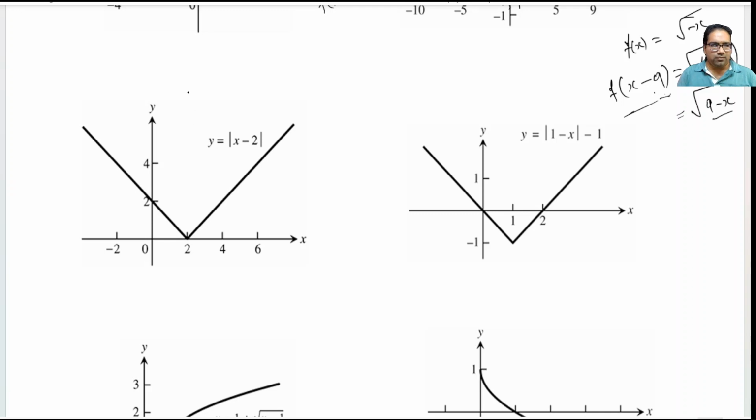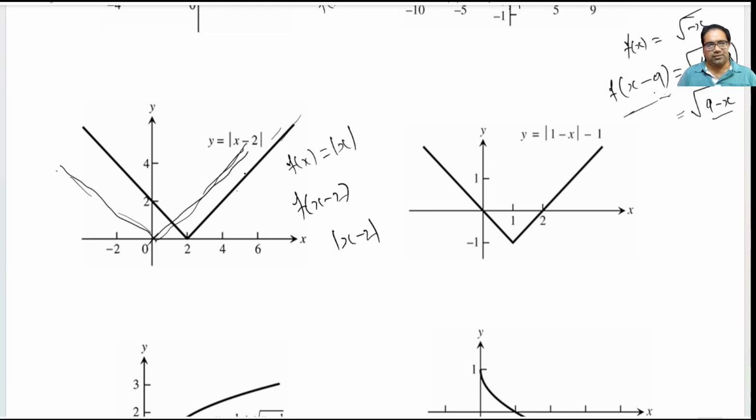Y equal to, first, y equal to mod x. What is that graph? Y equal to mod x, we know it looks something like this. Right. F of x is mod x. F of x minus 2 is what? Mod of x minus 2. Now f of x minus 2 means what? This graph should be shifted 2 units towards the right side. So that is this graph.